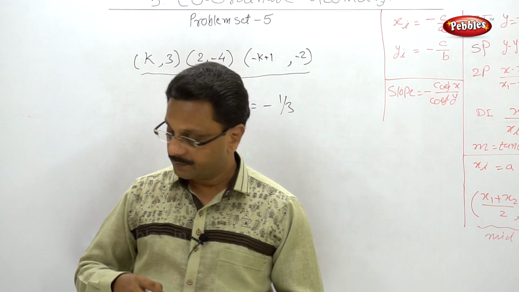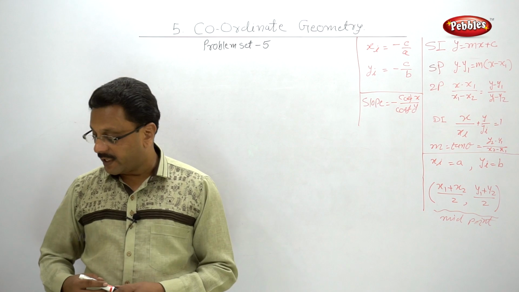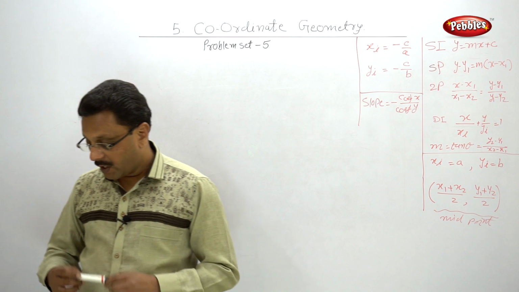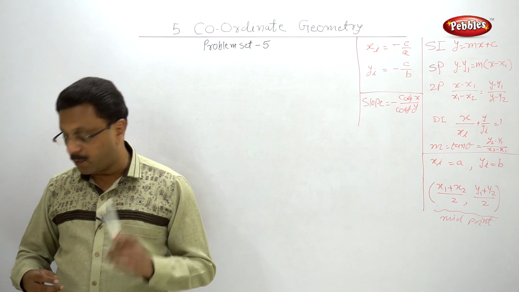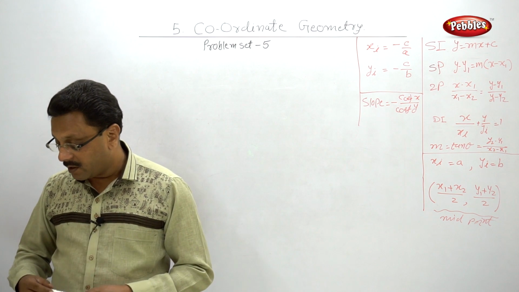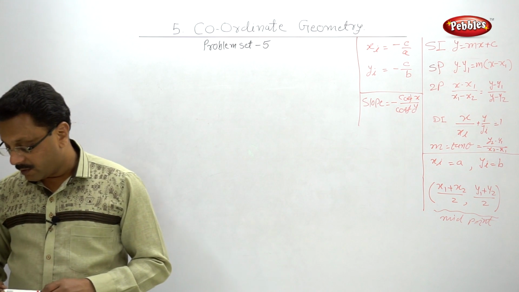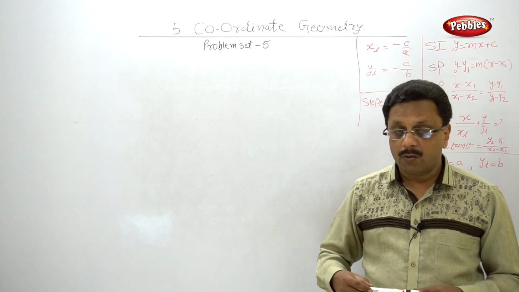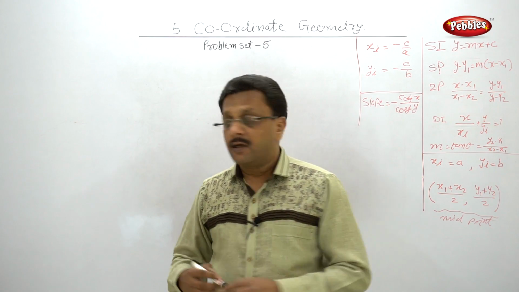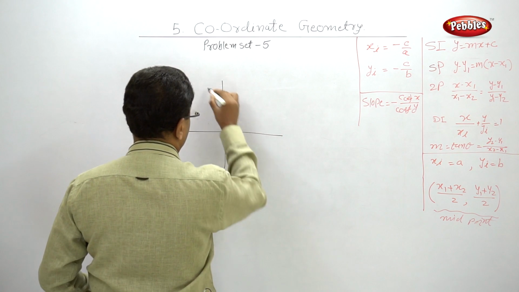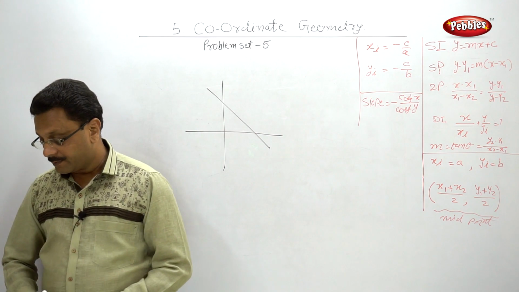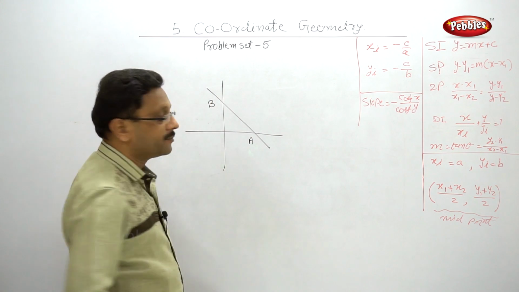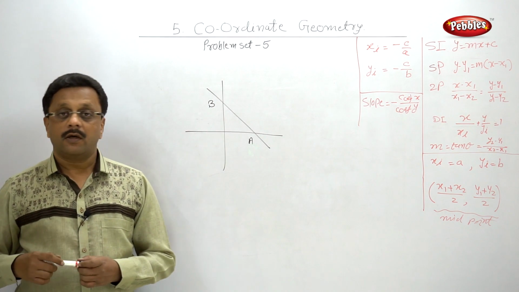Please check your answer. The equation of a line is 3x minus 4y plus 12 equal to 0. The line equation is given. It intersects the x-axis in point A and y-axis in point B. Find the coordinates of points A and B, and find the length of AB. Very simple. Now, one particular line is intersecting the x and y-axis, x-axis in point A, y-axis in point B, and you have to find out the coordinates of A and B.